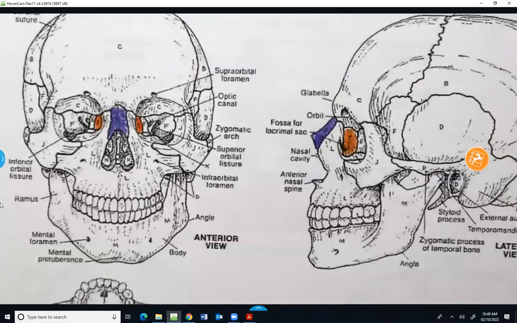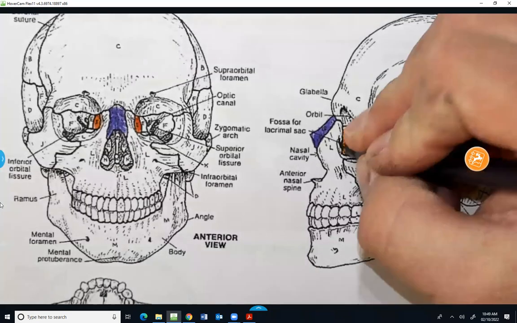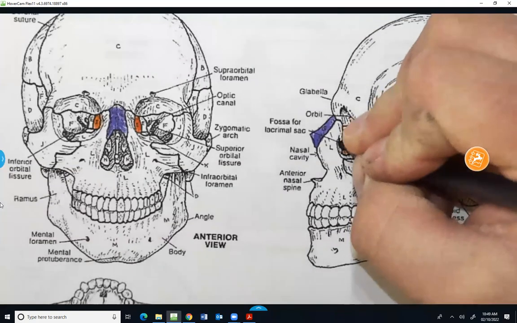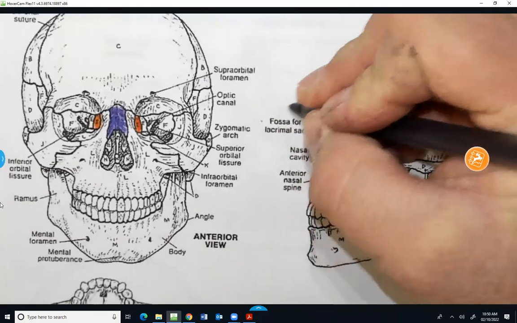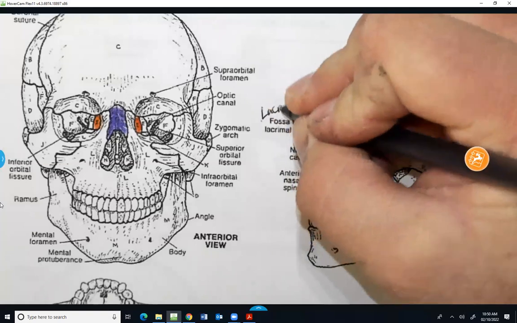They do actually have one special feature. I'm going to darken it up here. It says fossa for lacrimal sac. I usually call it lacrimal fossa.